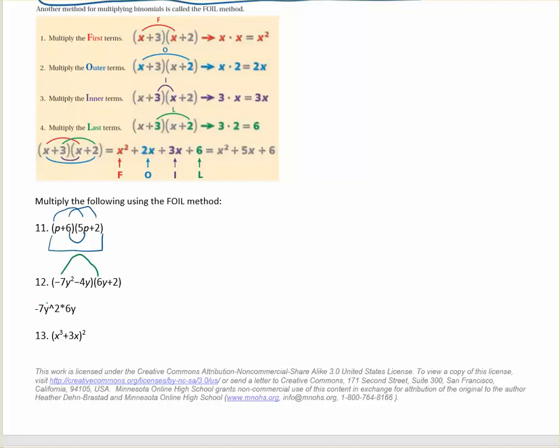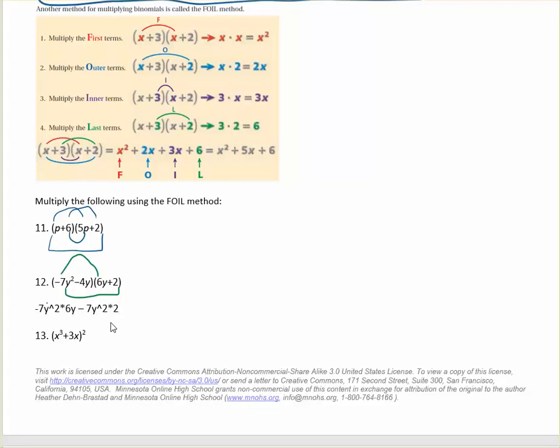Now I need to take the outer times the outer. So that means this way over here times way over here. Those need to be multiplied together. So that is going to be, let's see, that'd be a minus sign because the first term is a negative. So that would be 7y squared, that's the first term in the first set of parentheses, times the last term in the second set of parentheses, which is a 2. Okay, so I have the first and the outer.